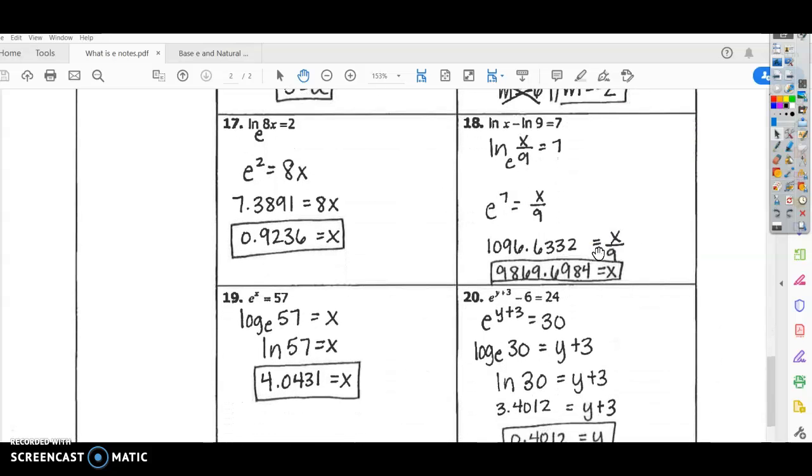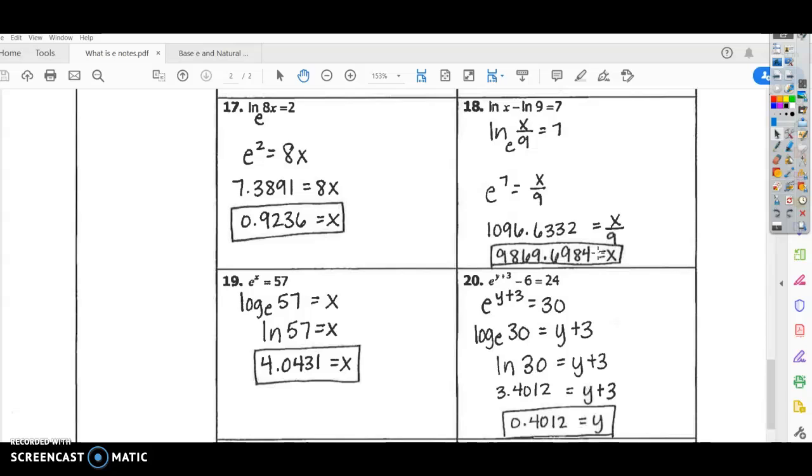All right, moving down to number 17 here. Log of 8x equals 2. This is your natural log of 8x equals 2, so we know it's got a base e. Before you can solve this, you're going to have to rewrite it in exponential form. So it's going to be e squared equals 8x. So you're going to take your calculator and find out what e squared is.